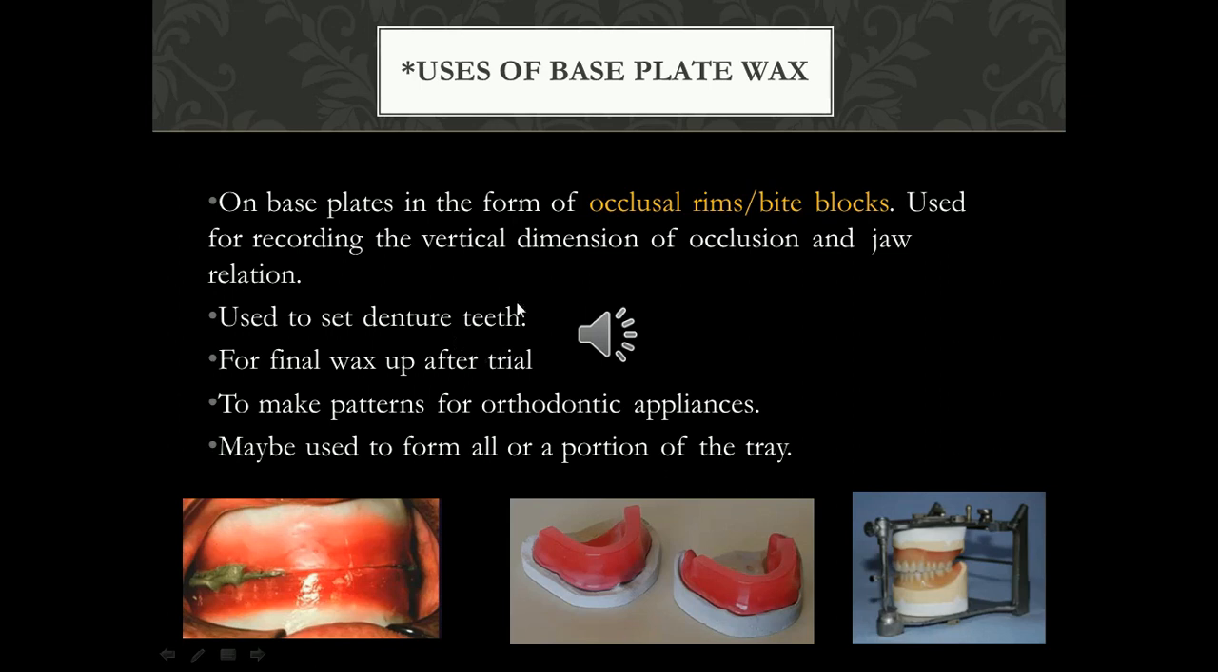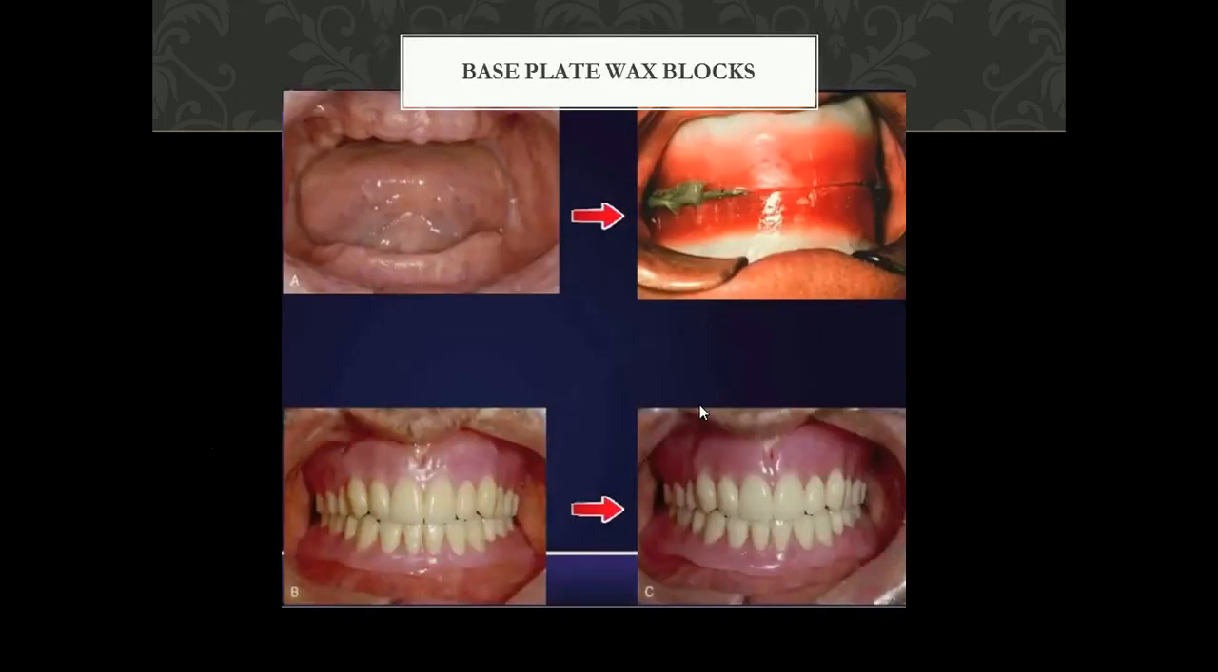Now these are all denture making steps. I know they may seem a bit confusing at this stage, but right now just remember the uses, just memorize them, and you will understand once we proceed further, and obviously when you will be carrying out these steps in your prosthodontics rotation, you'll get a better understanding of all the uses of these materials. To make patterns for the orthodontic appliances and may be used to form a portion of a tray.